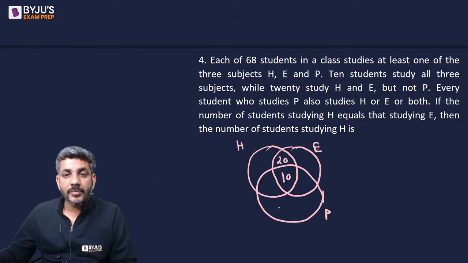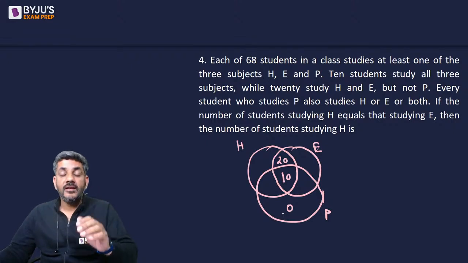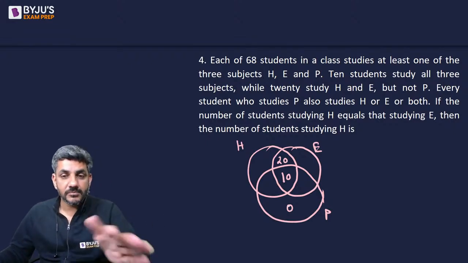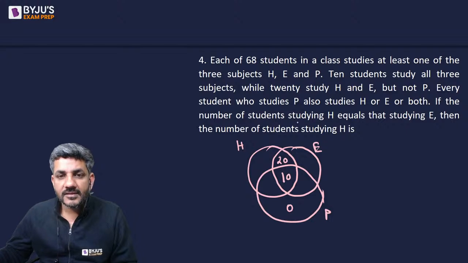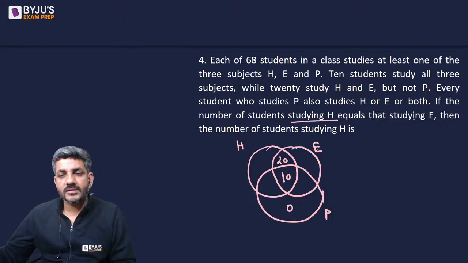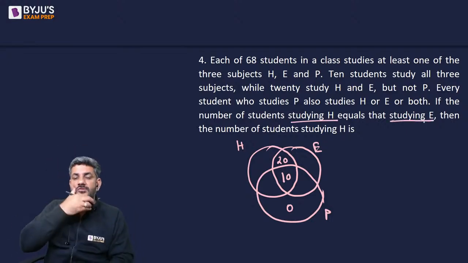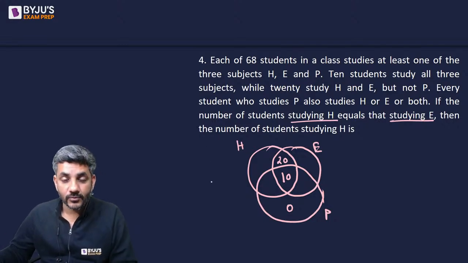Every student who studies P also studies H or E or both. That means there is no student who studies only P. We have people who studies P, then they must be studying at least one more subject. So this area is 0. If the number of students studying H equals those studying E, then the number of students studying H is what?